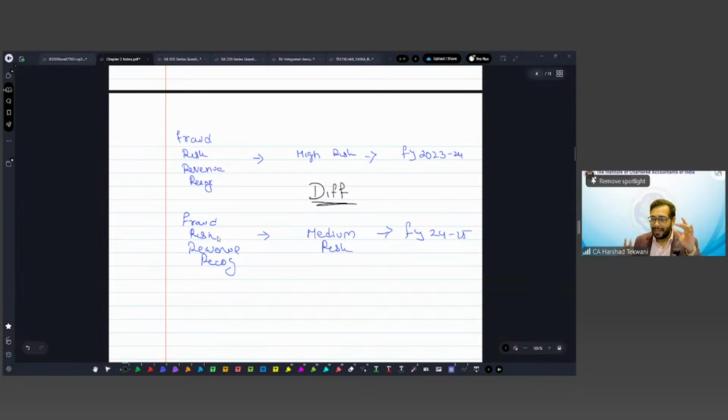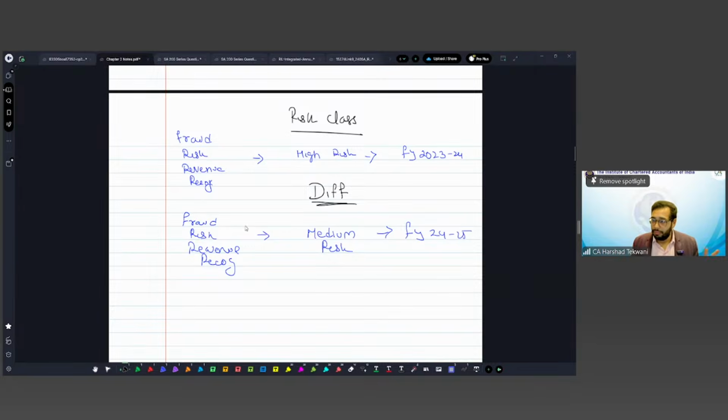What is the difference? Let's say I have tagged in FY 23-24 the fraud risk due to revenue recognition as a high risk. In the subsequent year, I tagged that risk as a medium risk. Now, what difference will it make? What will be the impact of changing the risk classification from high risk to medium risk?